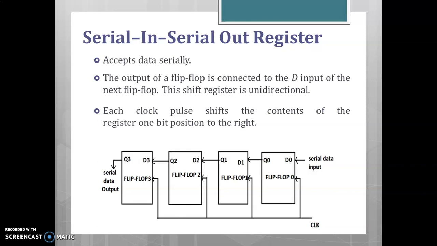That is, the data can be shifted left from lower to higher order bits using shift left register, or the data can be shifted to the right, that is from higher to lower order bits, using shift right register. For each clock pulse, the data stored in the register is shifted to the left by one stage. This register requires n clock pulses to store an n-bit word.